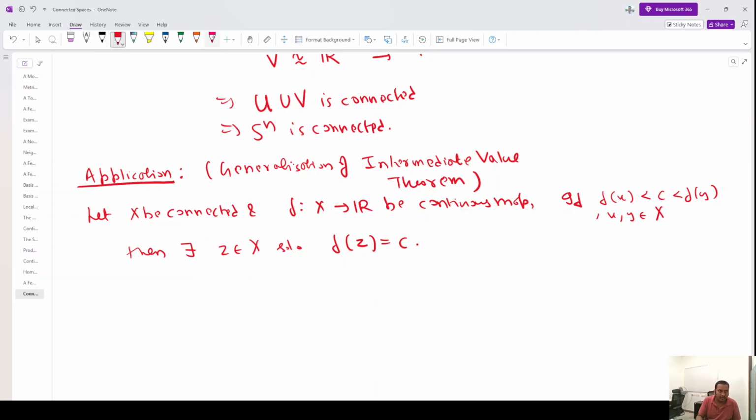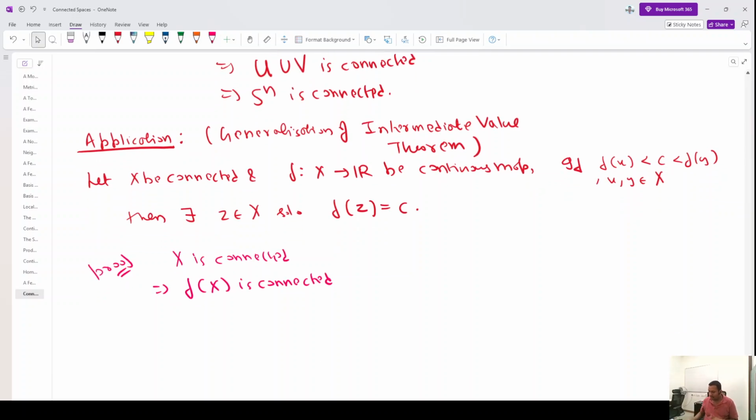Now proof. Okay, so X is connected, right? This implies f(X) is connected, right? Image is connected, right? Now, so see, f(X) is connected, and this is connected. I can give you an exercise here. Subset of R, show f(X) is an interval.